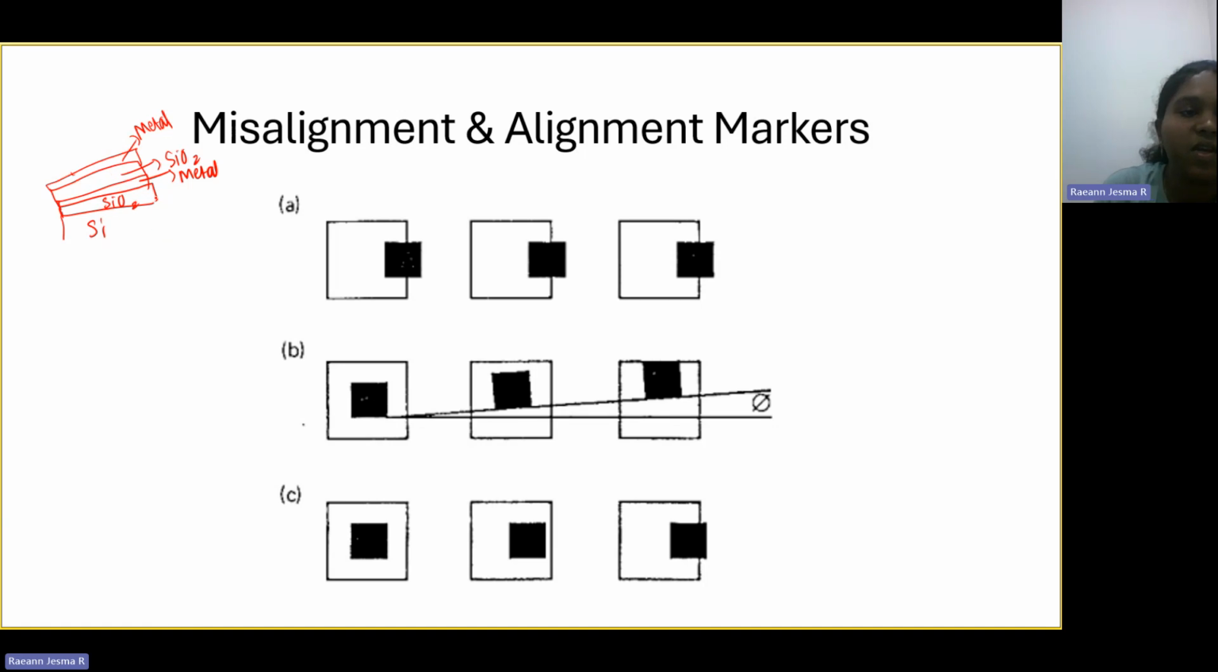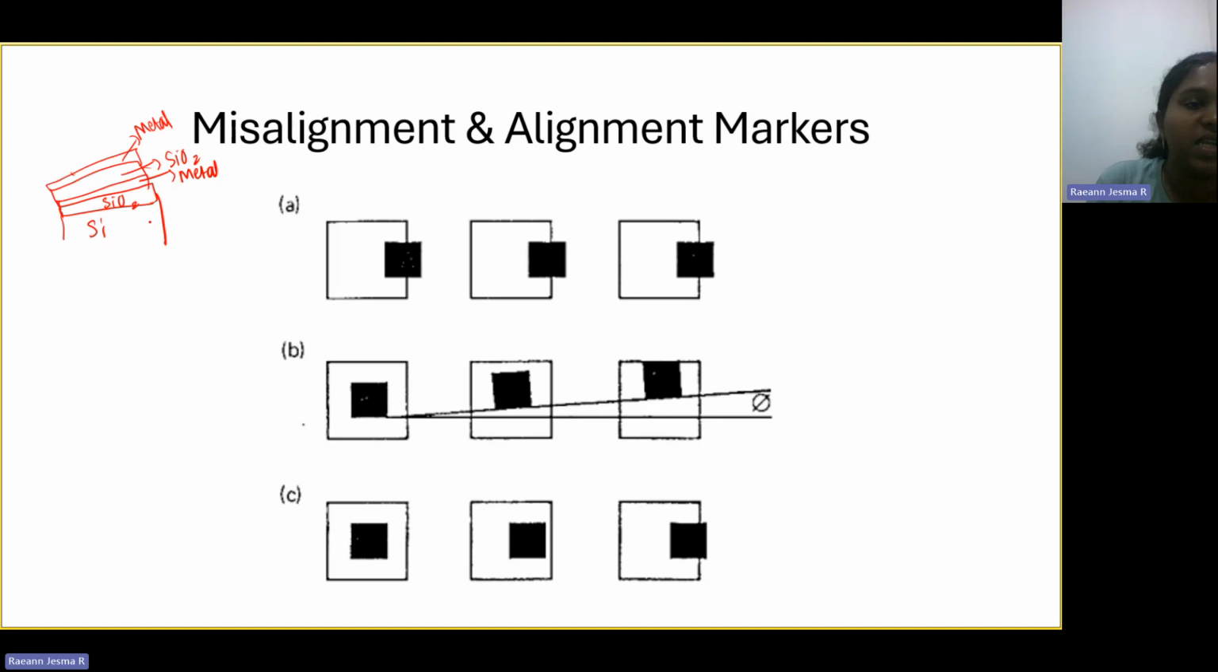You have SiO2 between the metals in order to prevent them from being shorted, because SiO2 is an insulator. It is both an electrical as well as a thermal insulator. So it will not allow any electrical contact between the two metals. And we don't want any electrical contact between the metal and silicon as well, so we will also have some SiO2 in between.